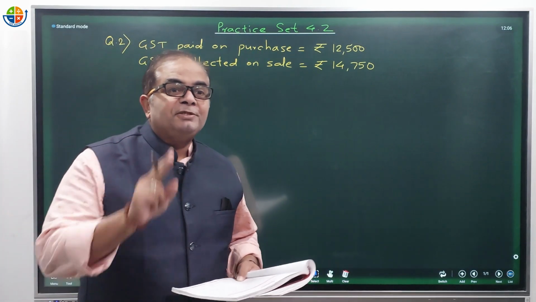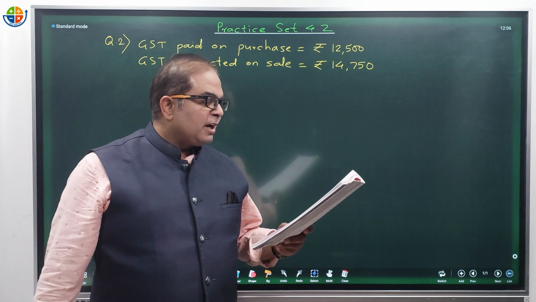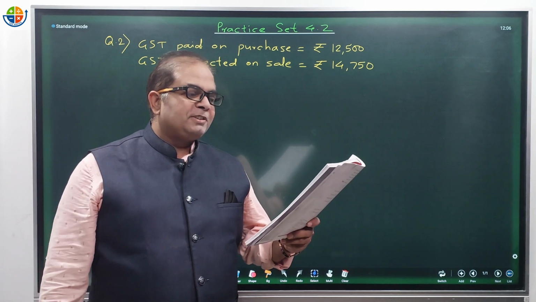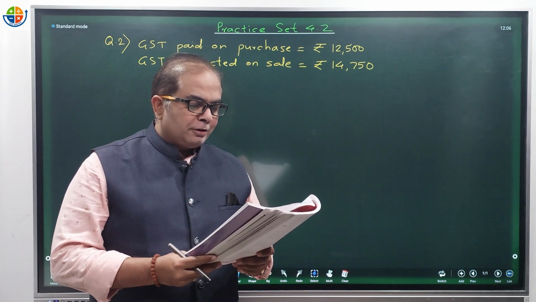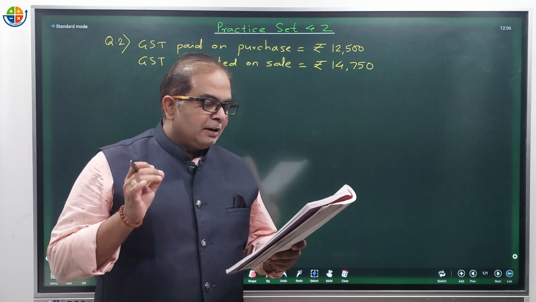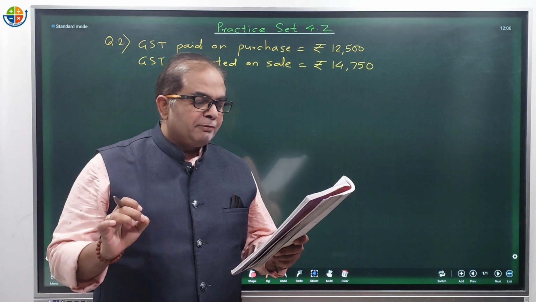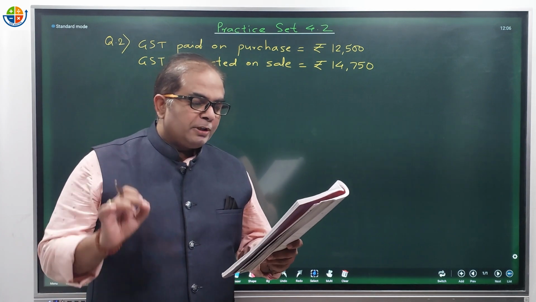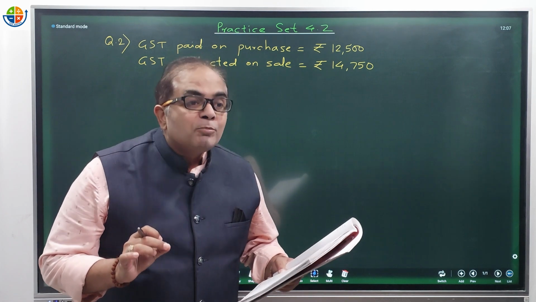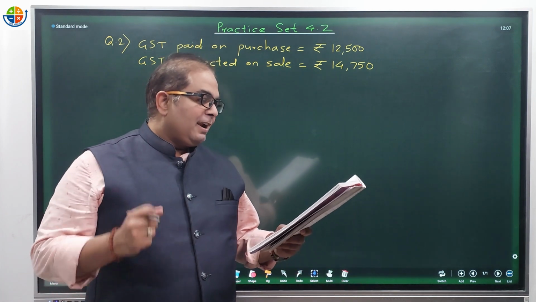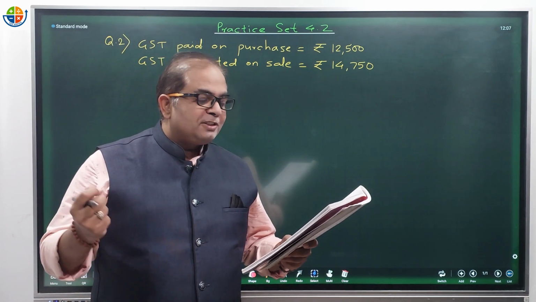Now let's start with second example. Nazma is a proprietor of a firm registered under GST. She has paid GST of rupees 12,500 on purchase and collected rupees 14,750 on sale. What is the amount of ITC to be claimed? What is meant by ITC? Input tax credit. And what is the amount of GST payable?